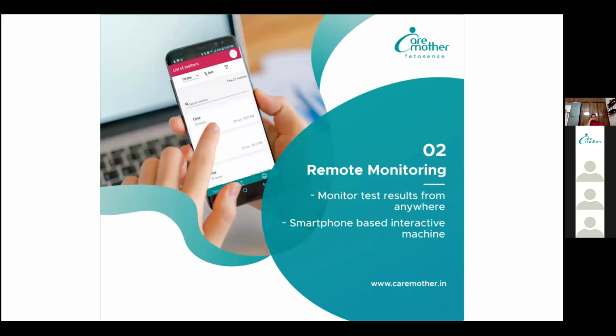The second feature that comes with this device is remote monitoring. You as a doctor will have an app on your device with which you can monitor the test in real time from anytime, anywhere. Even if you're not where the test is being done, say it's in the labor room and you are in OPD, at your place, or traveling somewhere, you will be able to see the test in real time on your phone.